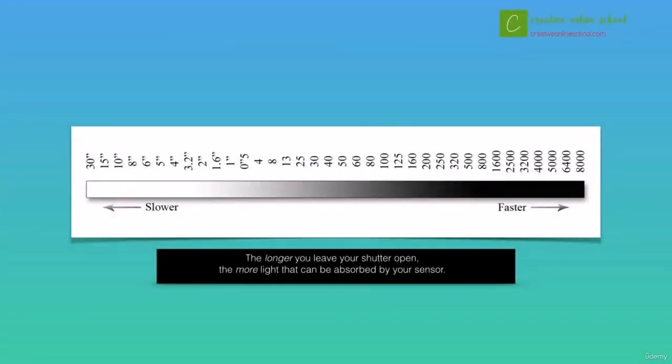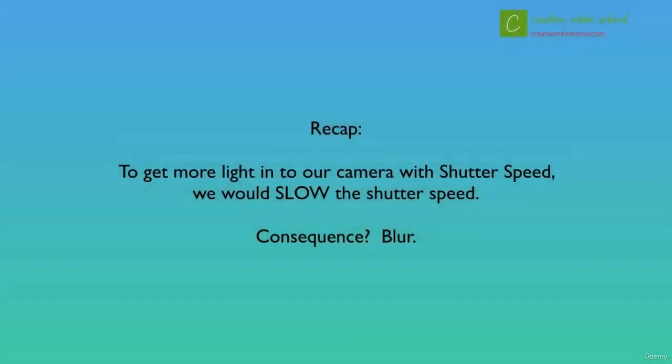So how does it affect light? Well, the slower your shutter speed, the longer you're leaving your shutter open, the more light that can be absorbed by your sensor. So the faster your shutter speed, the less light we're letting into our camera. So just to summarize shutter speed, to get more light into our camera, we would slow the shutter speed down. The consequence is going to be blur.